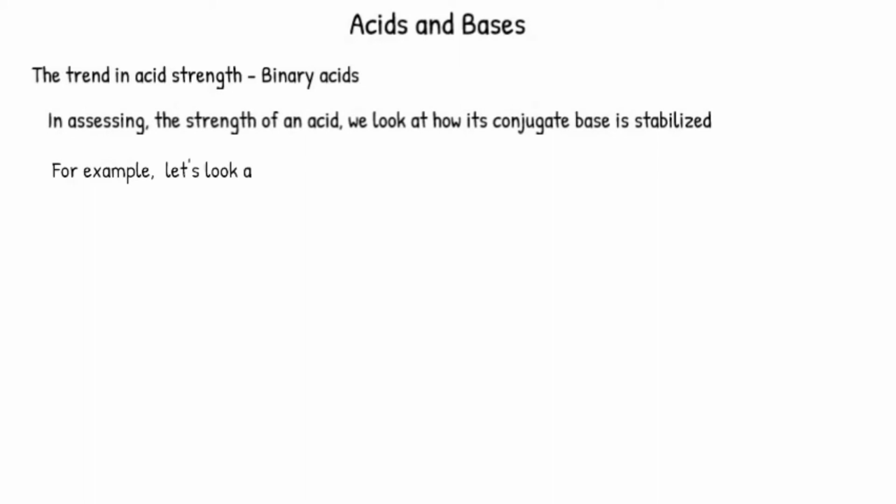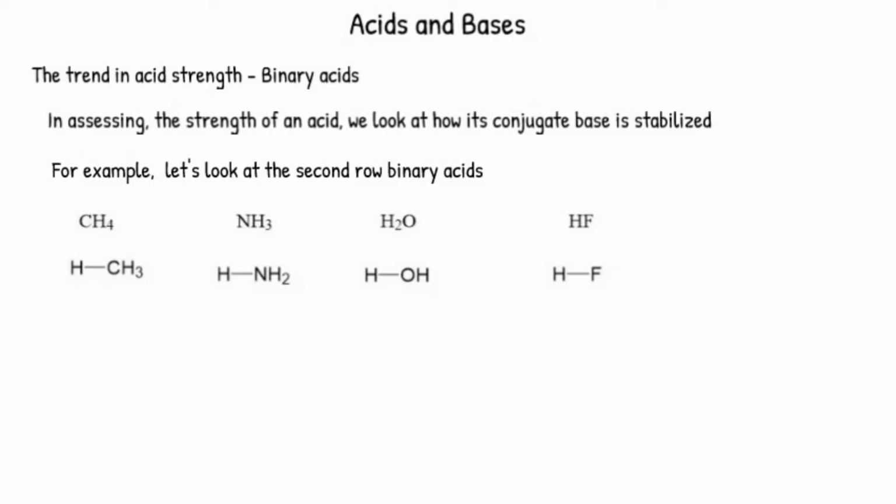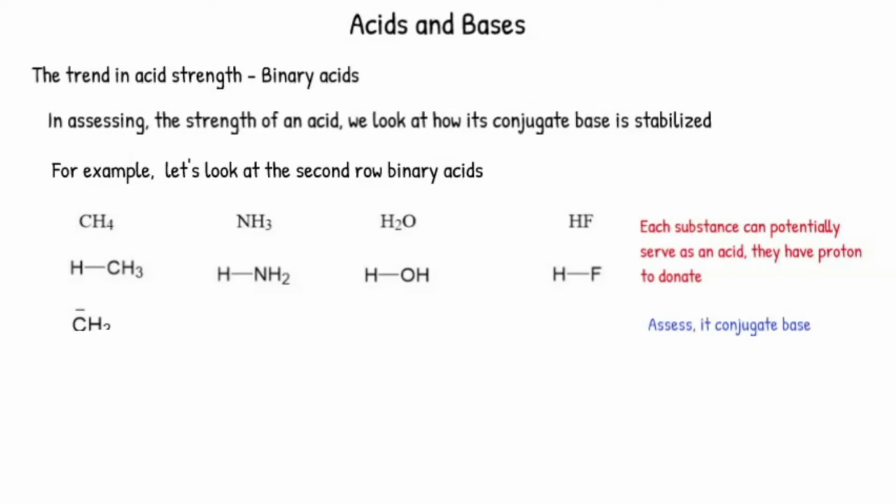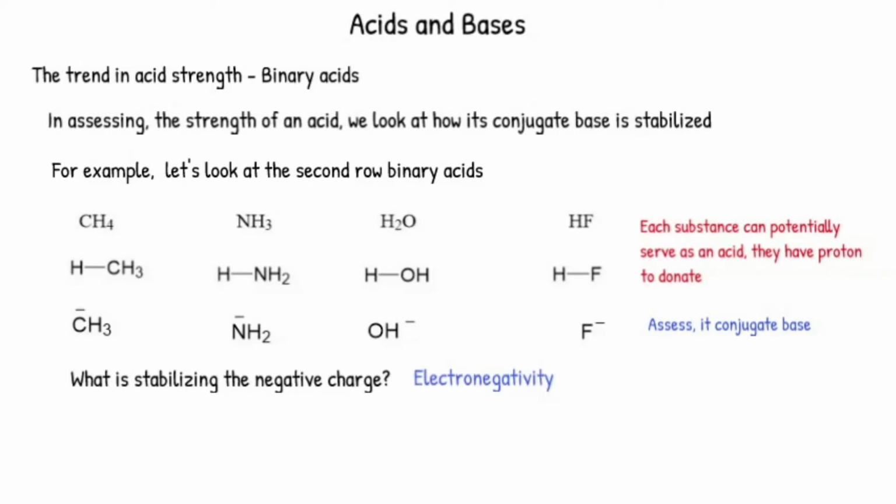For example, let's look at the second row binary acids. From left to right of the periodic table, carbon, nitrogen, oxygen, fluorine, CH4, NH3, H2O, and HF are the acids. Each substance can potentially serve as an acid as they have a proton to donate. So, we first assess its conjugate base. Given here, CH3 minus, NH2 minus, OH minus, and F minus, and ask the question, what is stabilizing the negative charge? For these examples, the electronegativity is stabilizing the negative charge.